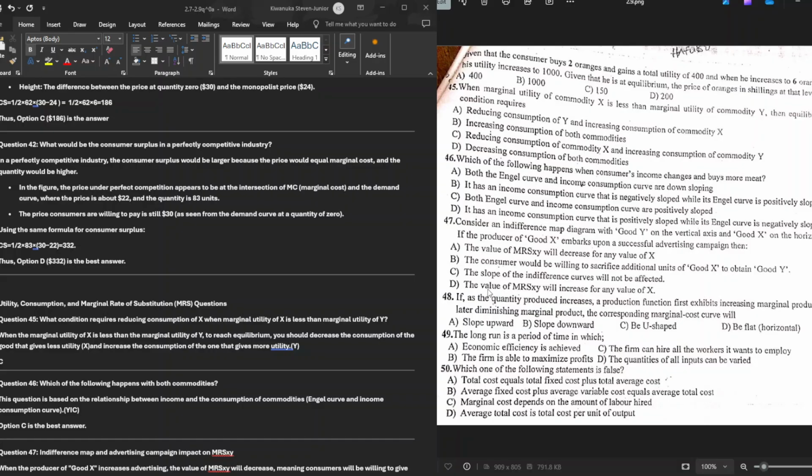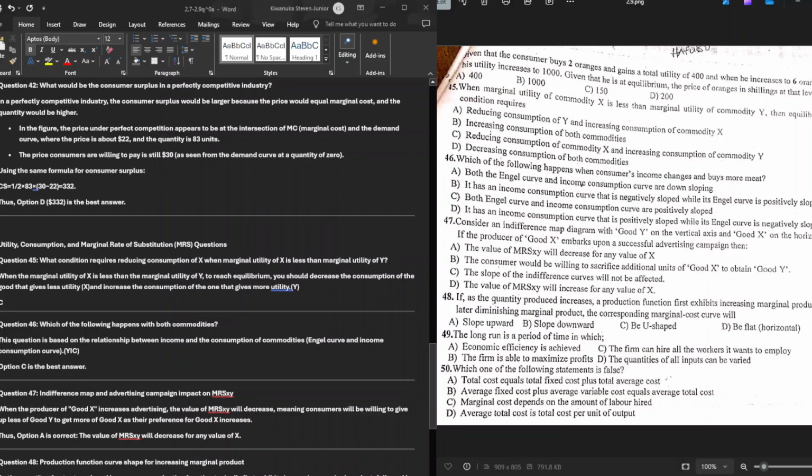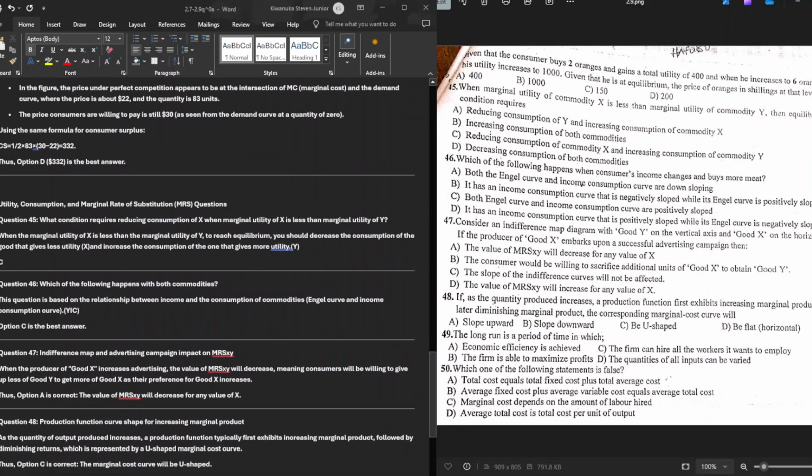The value of the marginal rate of substitution will increase for any value of X, to decrease. So in number 47, we see that A is the correct answer. The marginal rate of substitution will decrease for any value of X. So when the producer of good X is increasing advertising, the value will decrease, meaning consumers will be willing to give up good Y so that they obtain more of good X. And I think that's what I've explained.